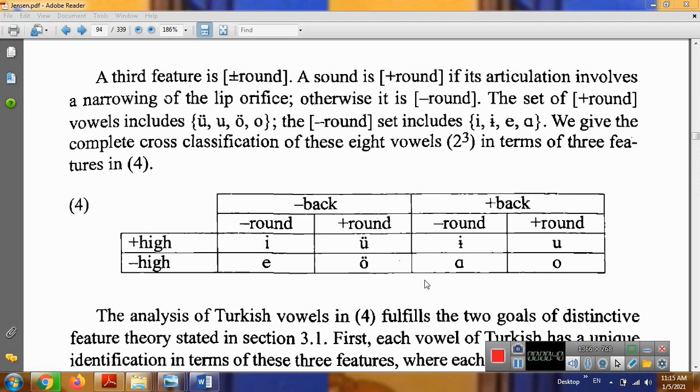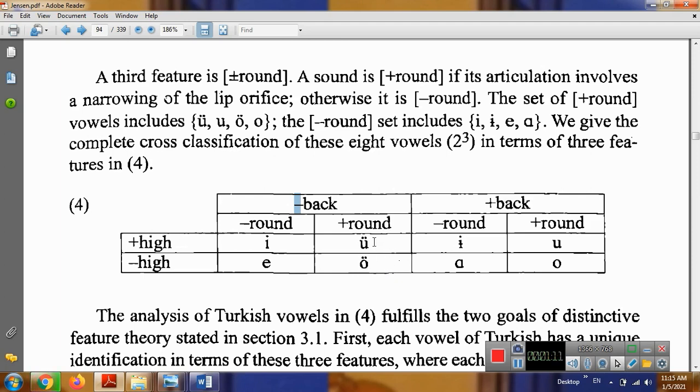According to this table, we defined the Turkish vowels according to three features, which are minus and plus back, minus and plus round, minus and plus high. According to these three features, we describe all of the vowels of the Turkish language. But it is not the same for all languages. For example, in Arabic, we have just three vowels.